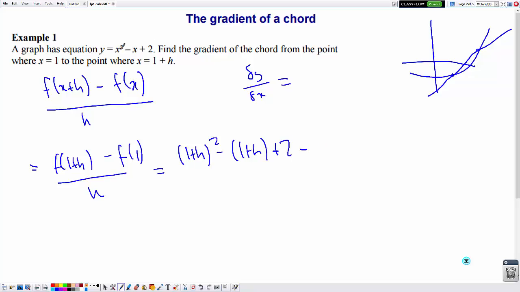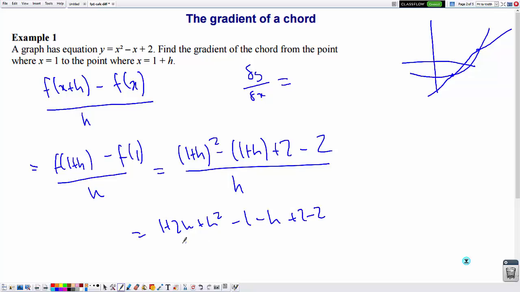So when I plug in 1, well, 1 squared is 1, minus 1 plus 2, so 1 minus 1 is 0, plus 2 is 2. So it's positive 2, but we're subtracting it, so it's minus 2, and it's all still over h. All right, so all we need to do now is expand and simplify. 1 plus h squared is 1 plus 2h plus h squared, minus 1 minus h, plus 2, minus 2, all over h. These we already see will cancel out. Let's simplify this: those two cancel each other out.